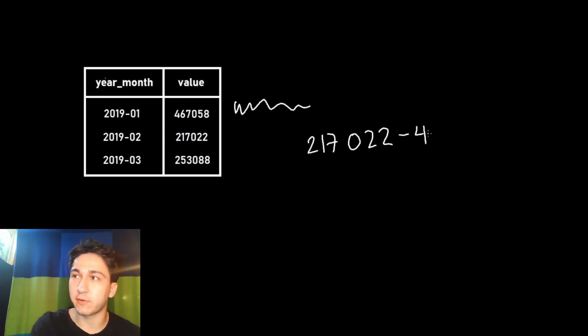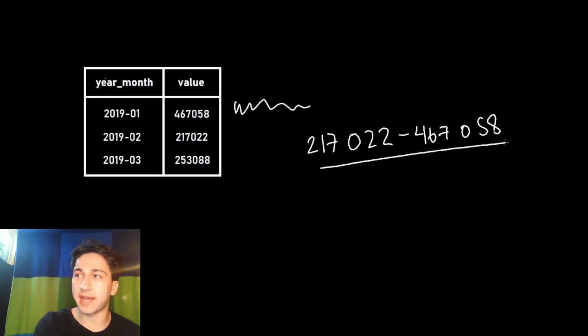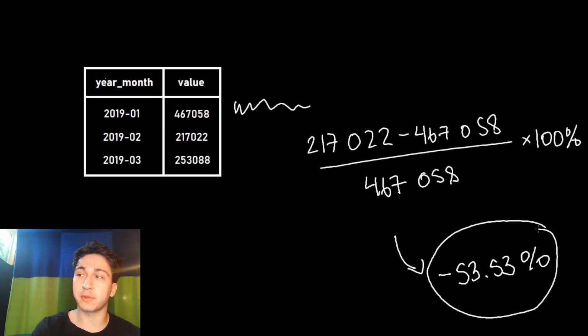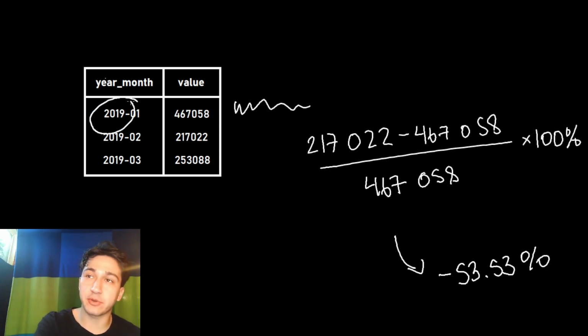So we're going to subtract $467,058, and we're going to divide by the previous month. Then we will multiply by 100 to get a percentage. And what will this give us? Minus 53.53%. This is our percentage change from January to February. So we will write that here as our output.